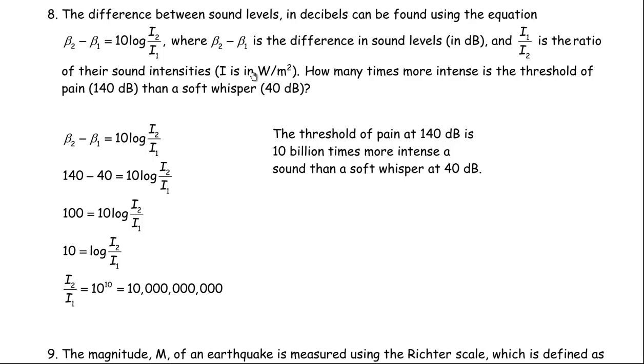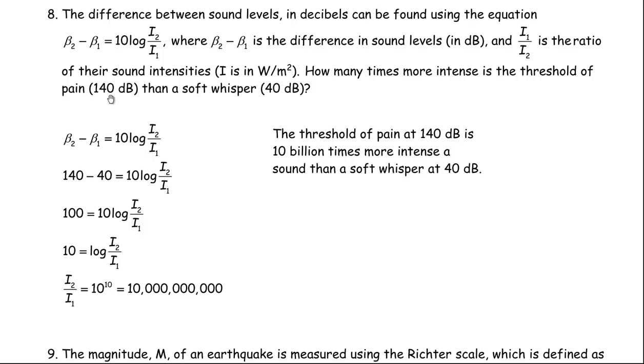And I is actually measured in watts per square meter. We have this formula because the range of sounds and their actual intensities in watts per square meter ranges incredibly from a very small, soft sound to a very large sound, like something that's going to cause you pain, like standing 20 meters away from a jet engine. So it says, how many times more intense is the threshold of pain than a soft whisper of 40 decibels?